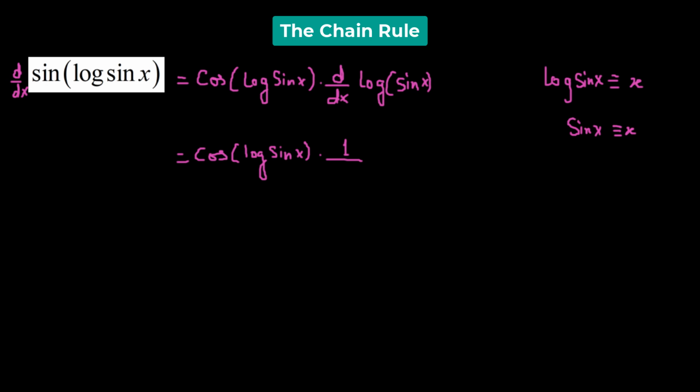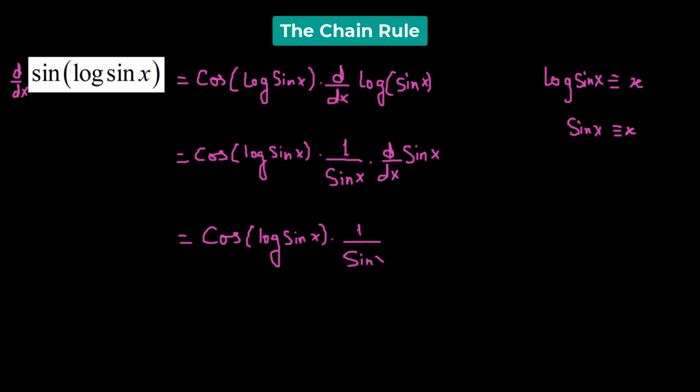So this will give us 1 over sine x multiplied to the derivative of our assumption, which is sine of x. So we finally get cosine of log of sine x multiplied to 1 over sine x times the derivative of the sine function, which is cosine of x. So cosine of x over sine of x is cotangent of x, multiplied to cosine of log of sine x. So this is the derivative of sine of log of sine x. Let's move on to the next question.